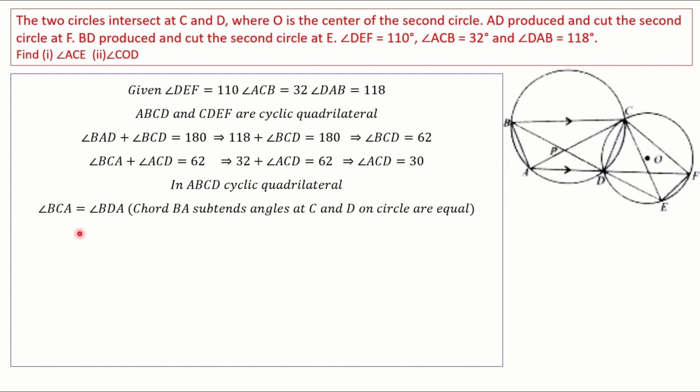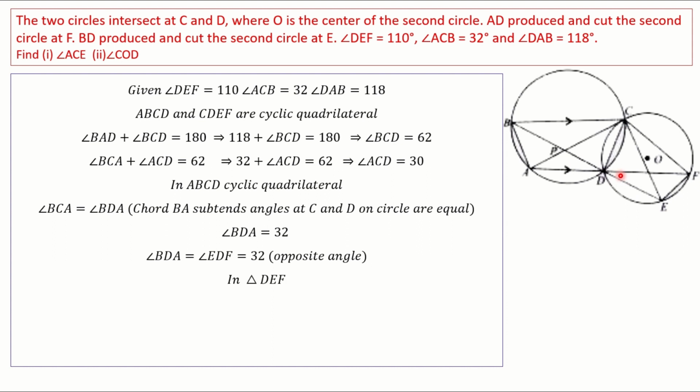Again, it's a cyclic quadrilateral. So angle BCA is the same as BDA. Why? Because BA is a chord and it is subtending angles at C and D on the same circle. So these angles will be the same. So BDA is also 32 degrees. BDA is nothing but EDF, opposite angles. So that's also 32 degrees.